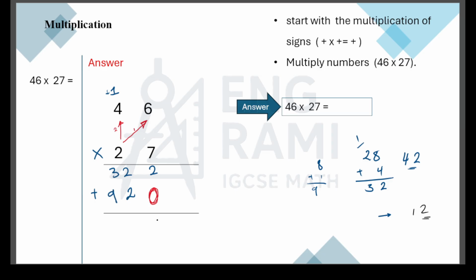2 plus 0 equals 2. And 2 plus 2 equals 4. 3 plus 9 equals 12. So our answer is positive 1242.